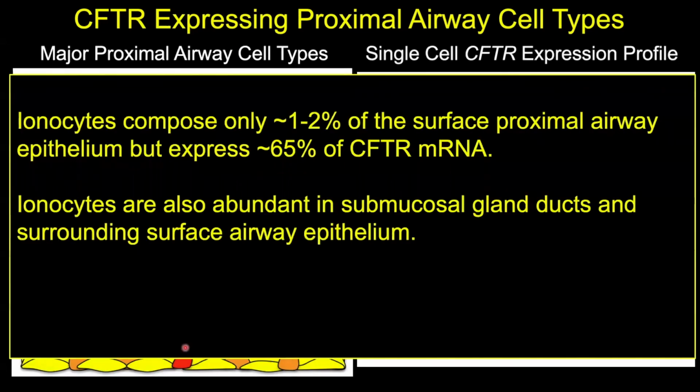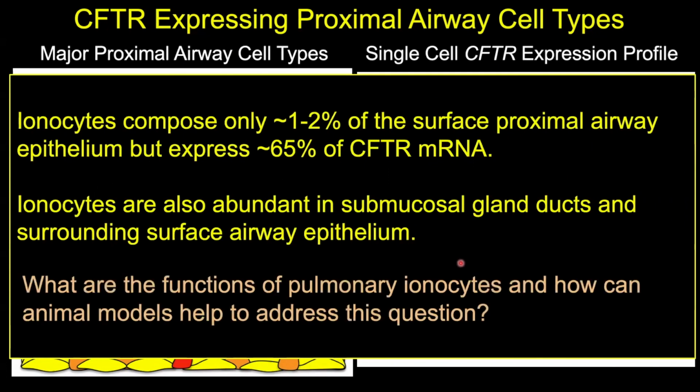But ionocytes only compose approximately 1 to 2% of the surface proximal airway epithelium. However, they express approximately 65% of the CFTR mRNA in that region. Ionocytes are also abundant within submucosal gland ducts and the surrounding surface airway epithelium. So what is the function of pulmonary ionocytes, and how can animal models help to address this question?